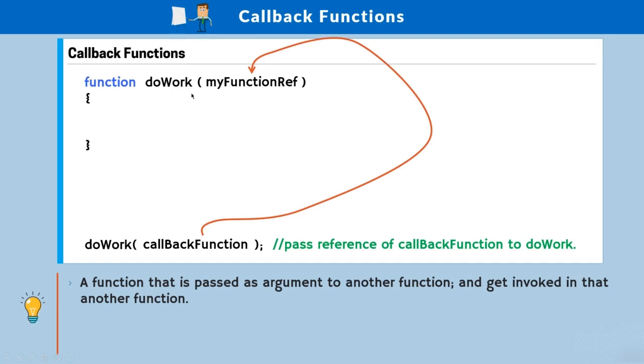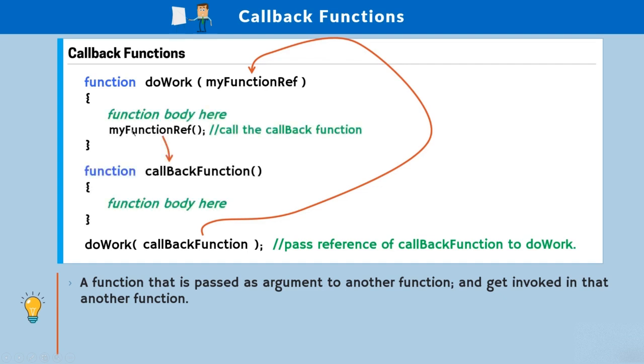So that doWork function receives the callback function reference into a variable. This variable name can be anything. It performs some work, such as doing some calculation or something like that. So after completion of this specific task in the doWork function, at the end, it makes a call to myFunctionRef that references the callback function. So from here, it goes to the callback function, executes all its body, and comes back to the same place, and there are no more statements here. So that is the end of the doWork function execution.